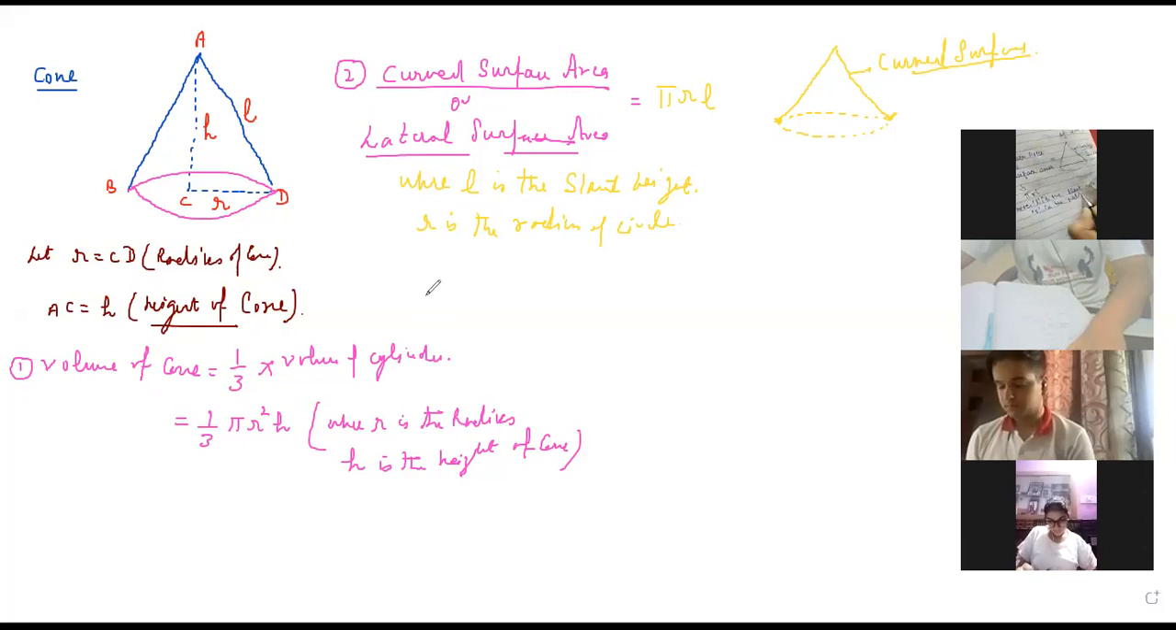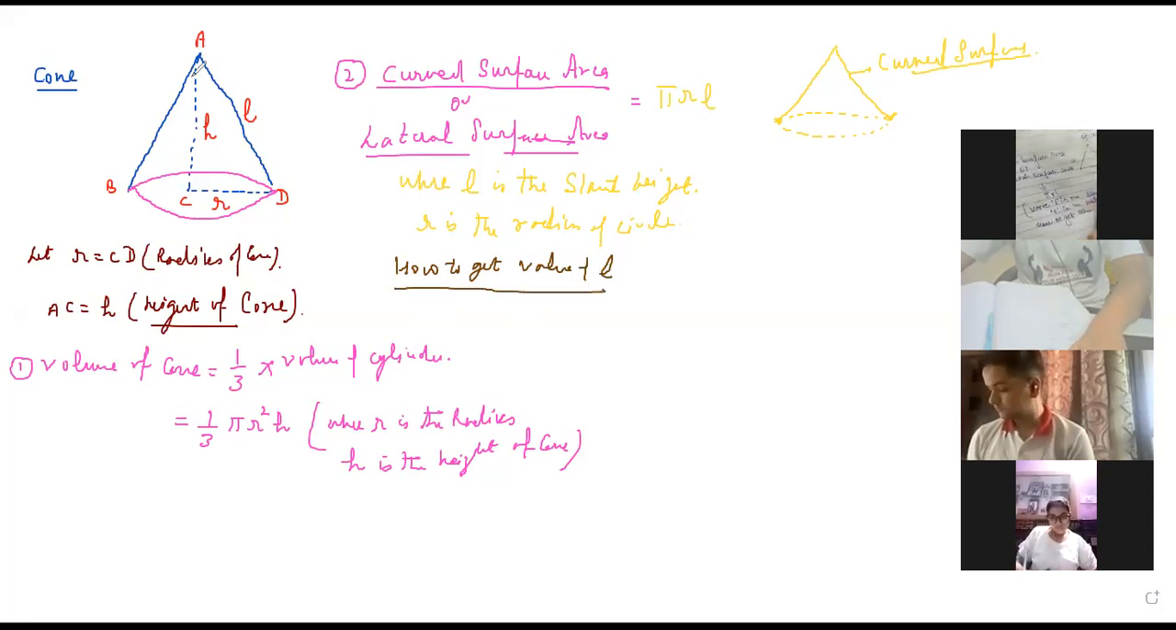R is the radius of the circle. Now, there is another question: how to find out the value of L?